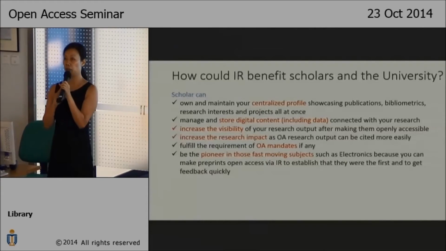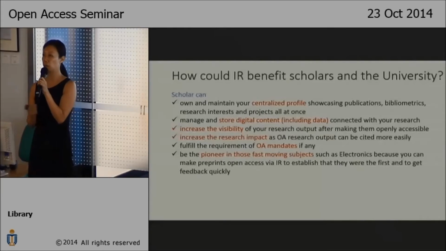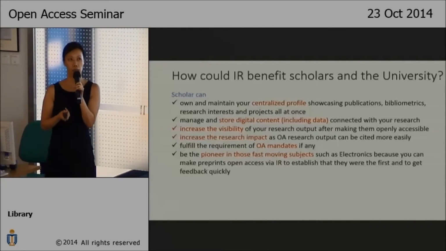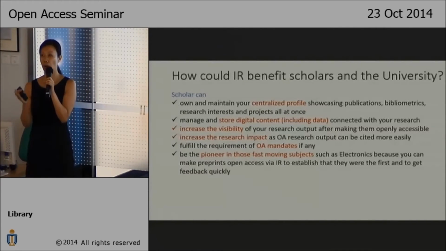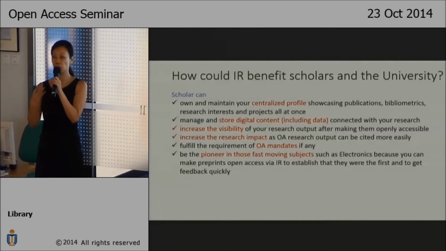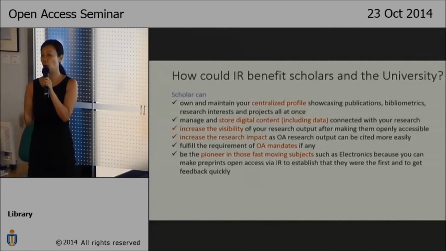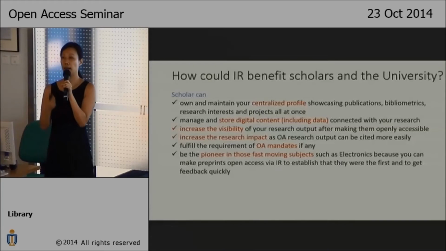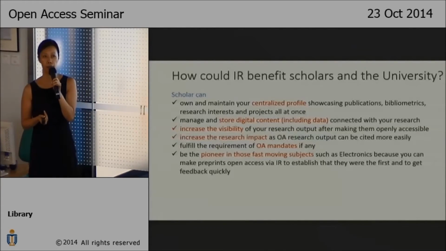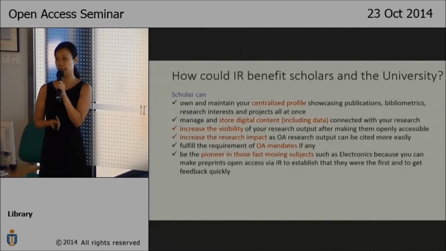Now, I would like to let you know that an IR can benefit the scholar and also the university. If you are the author, you can own and maintain your centralized profile to showcase your publications, research interests, and bibliometrics all at once on one platform. Also, you can manage and store all your digital content in one database, including your research data, all in one place. It can increase the visibility of your research outputs because they are all openly accessible, and you can increase research impact because OA output is always easy to cite. And you can fulfill the requirement of OA mandates, if any.